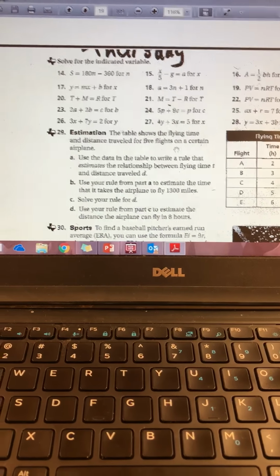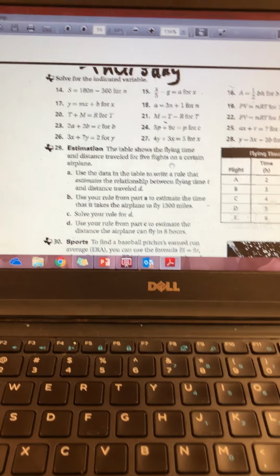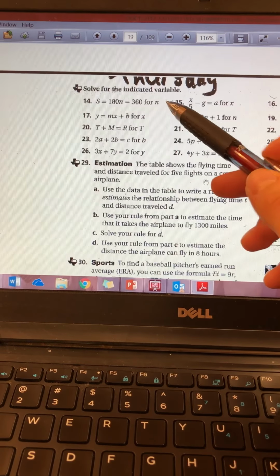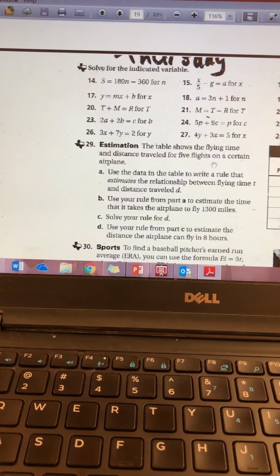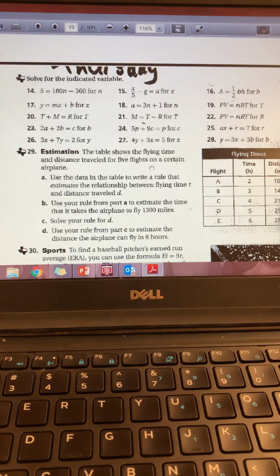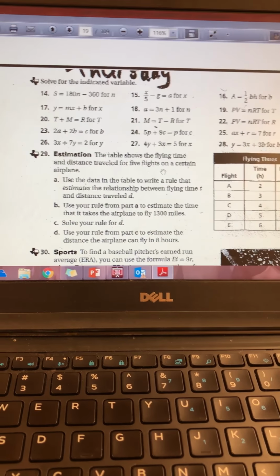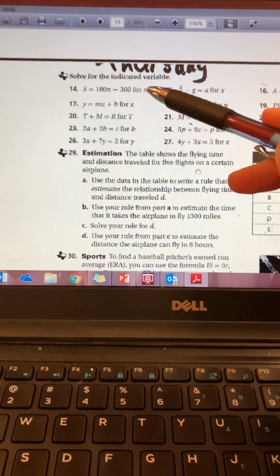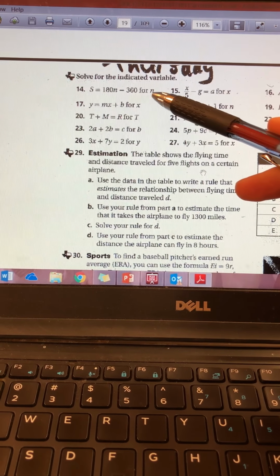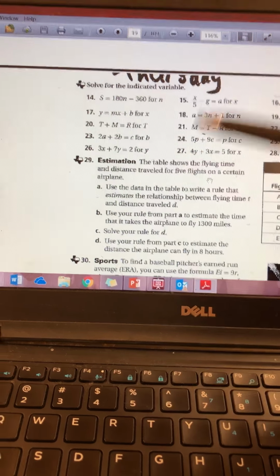Today in ELT, we're going to go over literal equations. We're going to start with number 14. Just to remind you, we went over literal equations before. What we're going to do is, number 1, identify the variable that we're solving for. In 14, we're solving for n, because that's what it asks us to do.